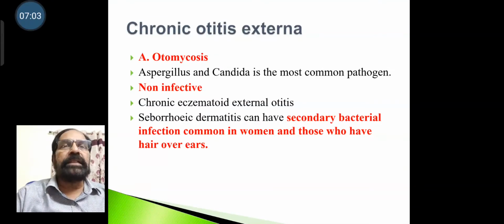Then we go to chronic otitis externa. In this we have otomycosis, that is fungal disease, and Aspergillus and Candida are the most common pathogens in otomycosis. Non-infective type, chronic eczematous external otitis, or it can be seborrheic dermatitis, can have secondary bacterial infection, and it is seen commonly in women and those who have hair over their ears.